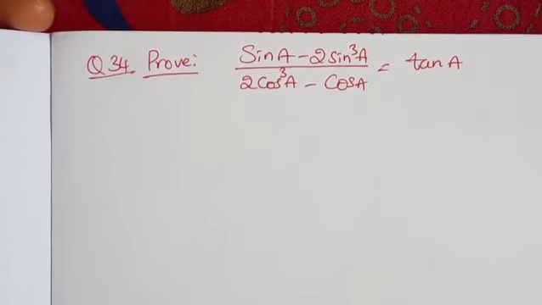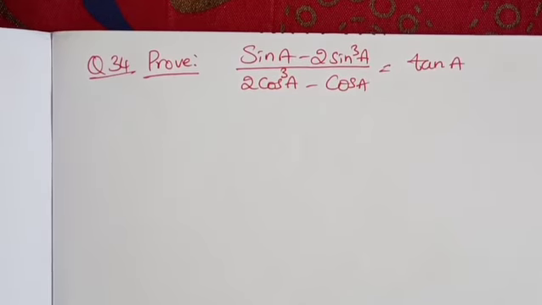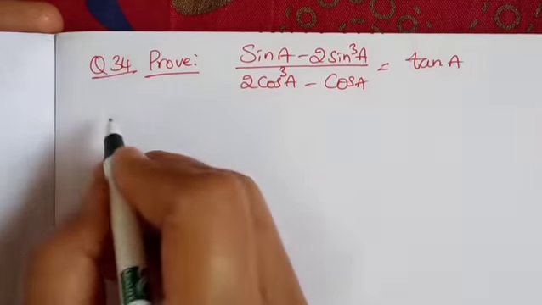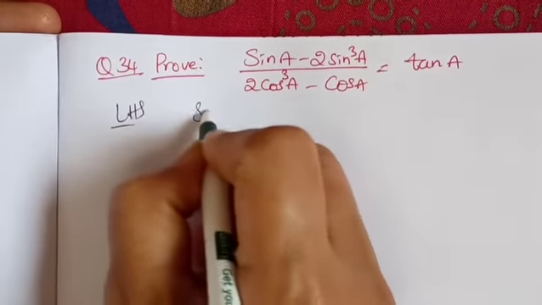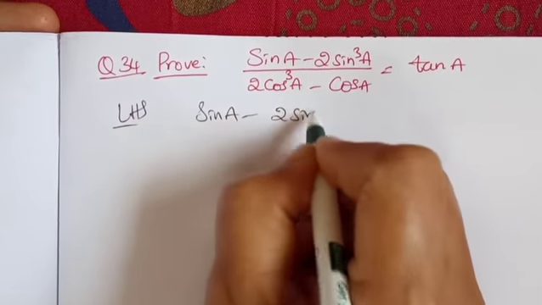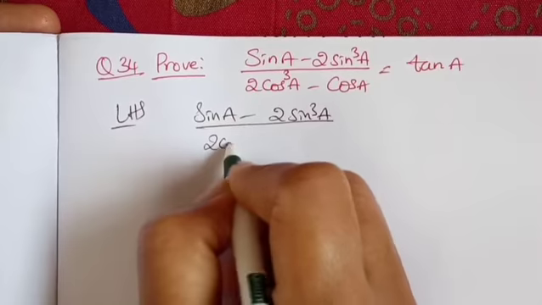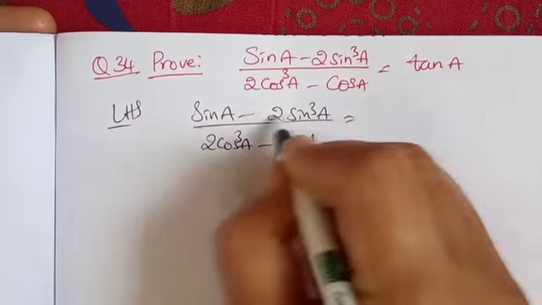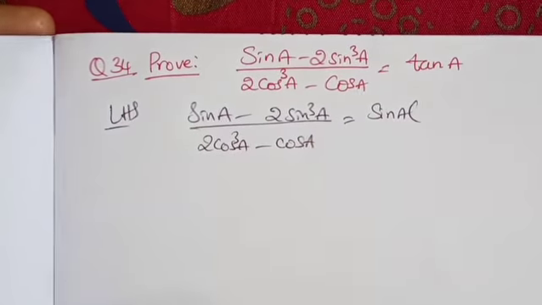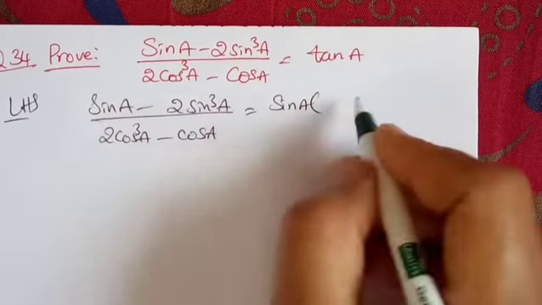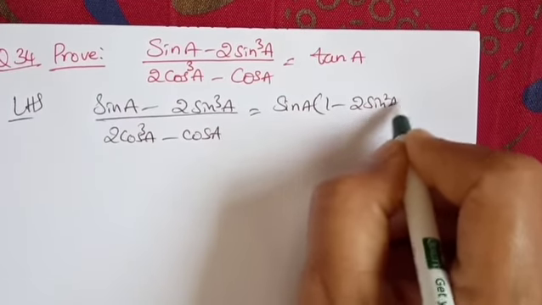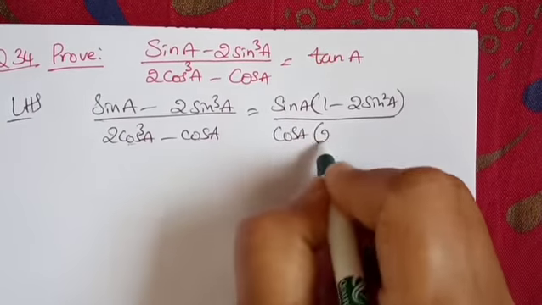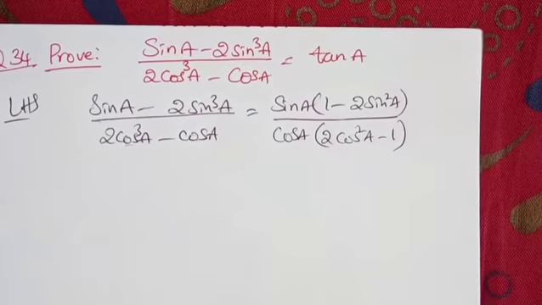Question number 34. So after 30, 34 I started, in between sums also very simple and similar sums only. So now again we'll go with the LHS only. Sin A minus 2 sin cube A by 2 cos cube A minus cos A. Here I can take sin as common, sin A. Okay, what is left? 1 minus 2 sin square A. Here I can take cos as common. Okay, so 2 cos square A minus 1.